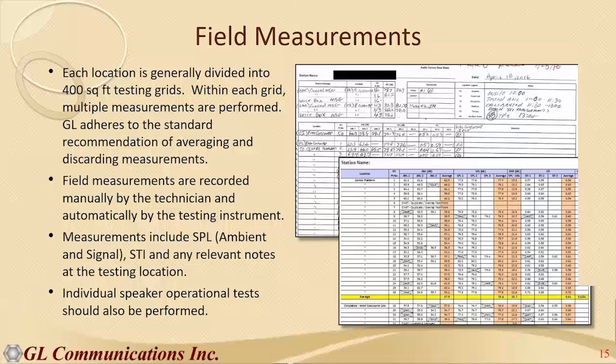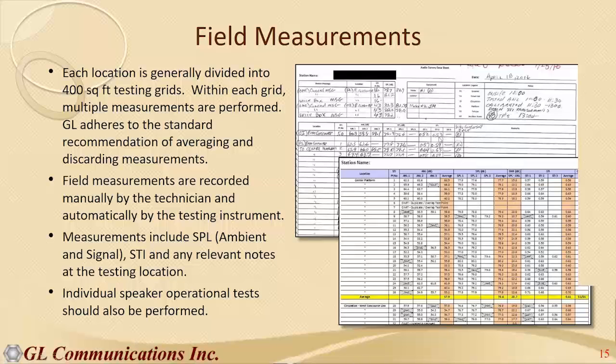So you set up, let's take an example of a rail station platform. You set it up into 400 square foot grids, okay? And then your testing team would go to each grid, take multiple measurements, throw out a couple if they're outside the range, average the other ones, adhere to that standard, and then record those things. The field measurements by our team are recorded manually, and automatically by the testing instruments. So it's a good idea to do that. It helps for post-processing in case there's any questions and so forth.